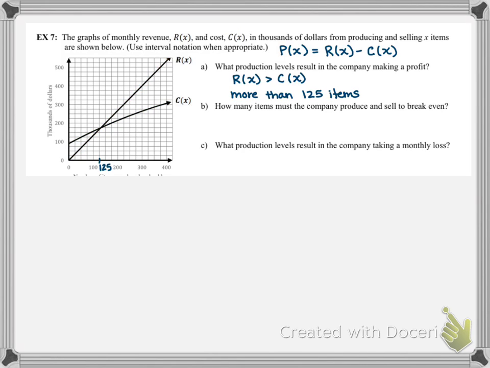And then Garrison, if we break even, what do we know about the cost and the revenue? They're equal? Yeah, they're the same, right? Because that's the only way to get 0 through subtraction is if you subtract two things that are the same. So revenue is equal to cost. And Peyton, where does that happen? At the intersection. Yeah, so we're looking for where the Y values are the same. So that's exactly the point where they intersect. So it's like 125 items.